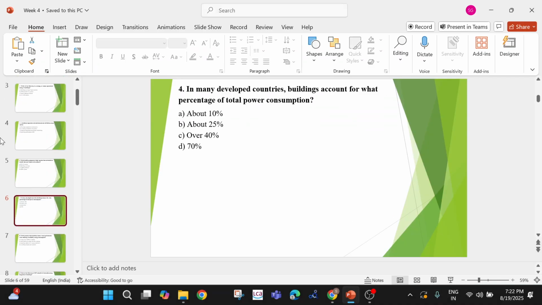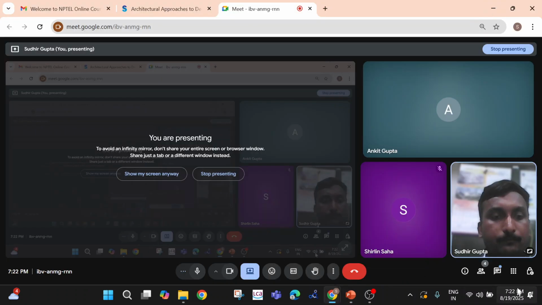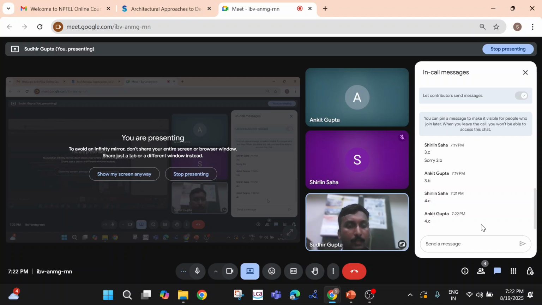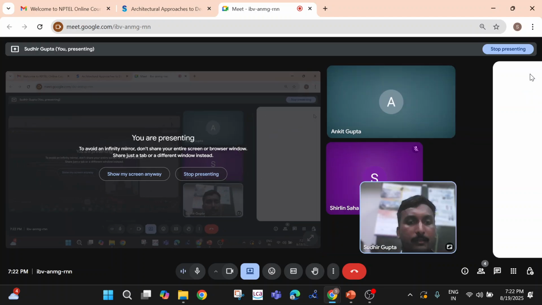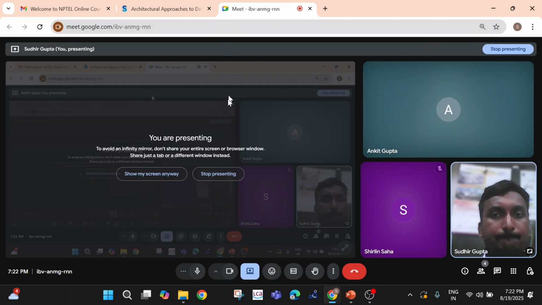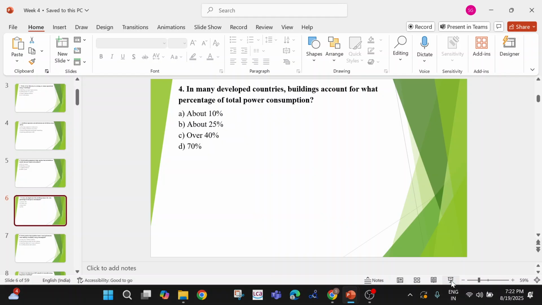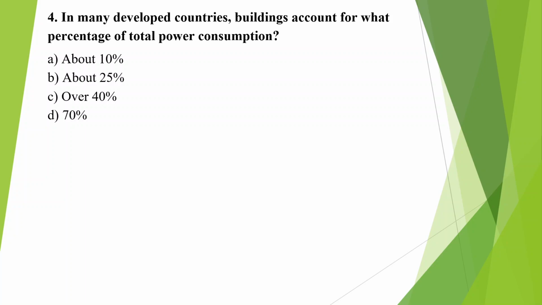So as I can see, both answers I have received, and both of you are going for option C. So for this particular question, question number 4, option C, over 40%, is the correct answer, and all of you have opted for the correct option. That is the building sector. As you know, buildings are highly energy intensive, and they consume over 40% of the total power in developed nations. Hence, energy efficient HVAC and design strategies become critical.